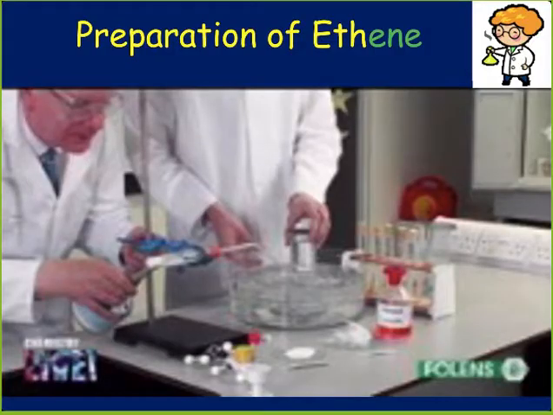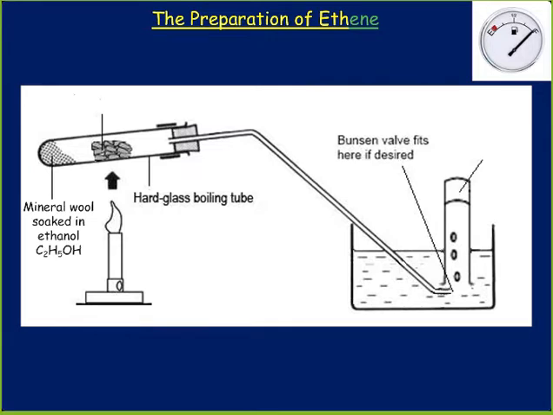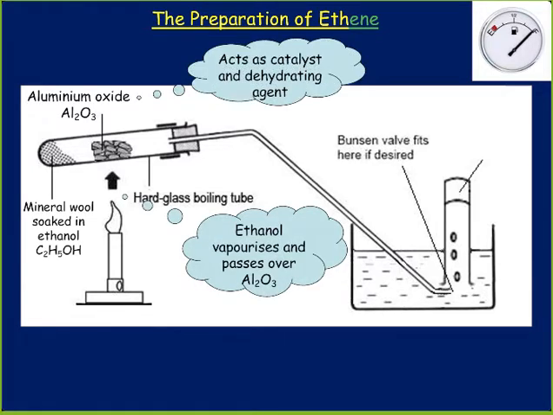Alrighty, so we've done this. I'm going to give you that video link and you've seen the bits here. So the only extra bit that you might like to add in is this part. By heating the ethanol, it's going to turn into a vapor and it passes over your aluminium oxide and it's going to make you the ethene.